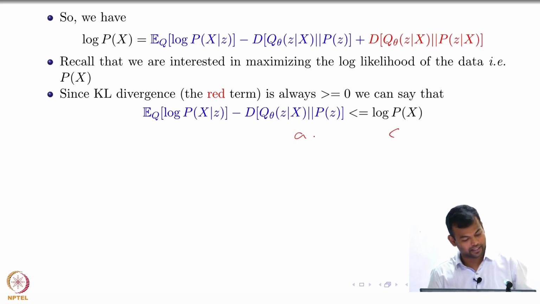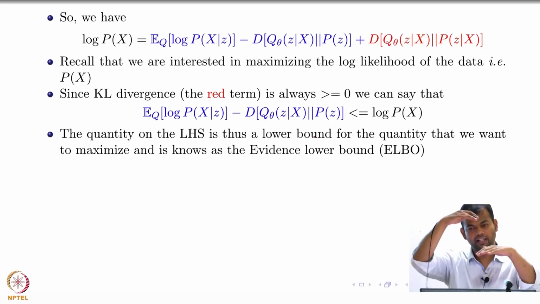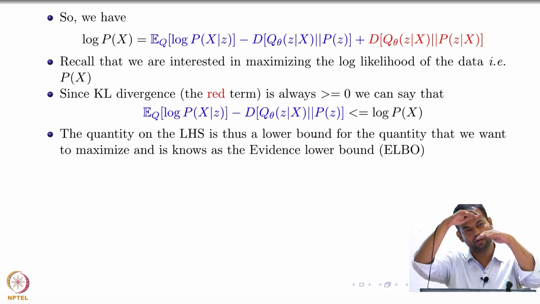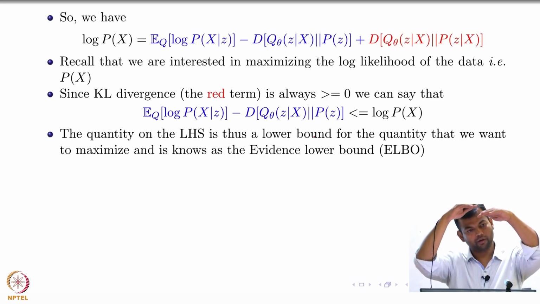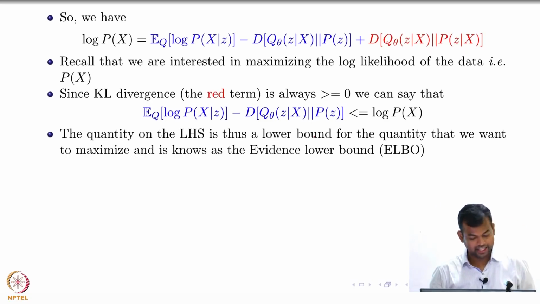So I can't deal with C. So the quantity on the left hand side is actually a lower bound for the quantity on the right hand side. So if I can't deal with this guy, let me just deal with the lower bound. If I can maximize the lower bound, it's the same as maximizing this guy. Is that clear? Okay. So that's what I'm going to do.